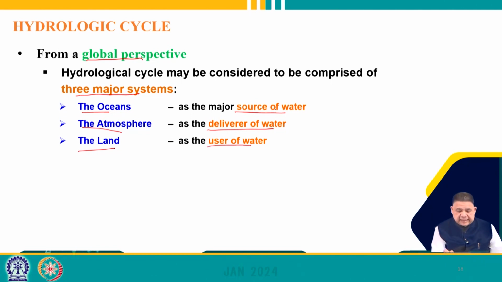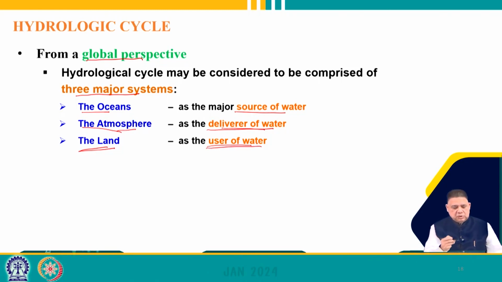So, we have already seen that the entire hydrological cycle starts with evaporation from water bodies, that is, from oceans. That acts as the source of water, and once water gets into the atmosphere, cloud formation, condensation, and precipitation take place. So, water is delivered back to land, and so the atmosphere is the deliverer of water. And of course, when it reaches the land, it gets utilized for various purposes.